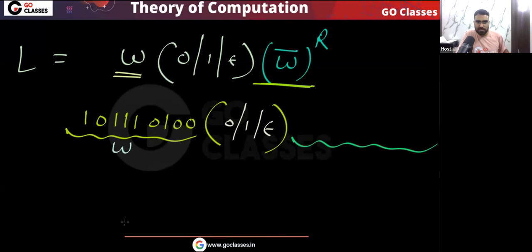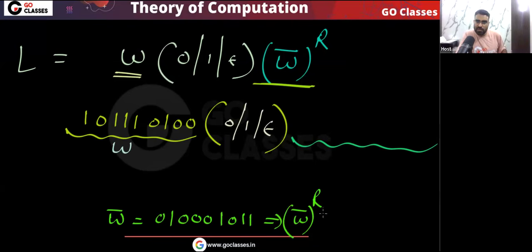W complement reverse. Yes or no? What will be W complement? W complement will be 0, 1, triple 0, then 1, 0, then 1, 1. And now you find the reverse. What will be W complement reverse? That will be 1, 1, 0, 1, triple 0, and then 1, 0.